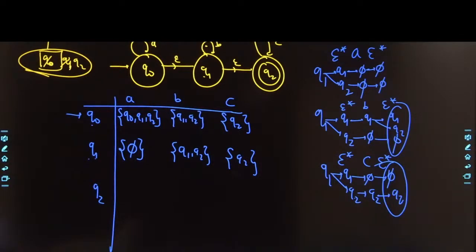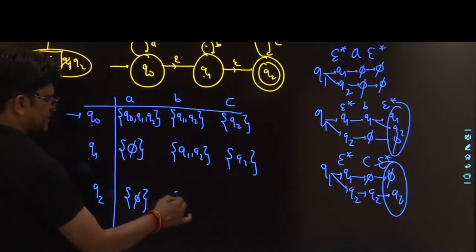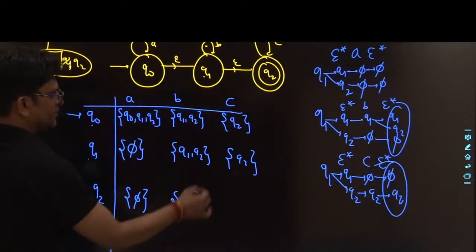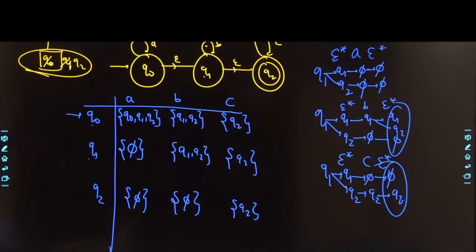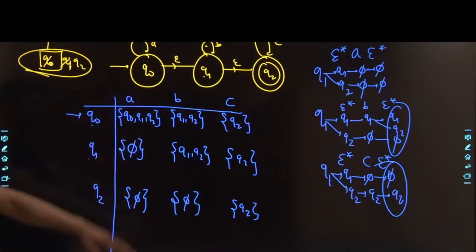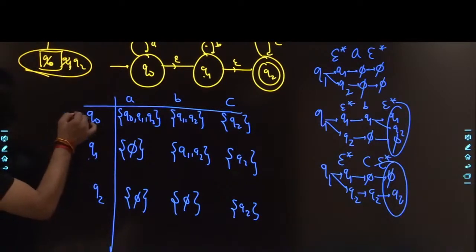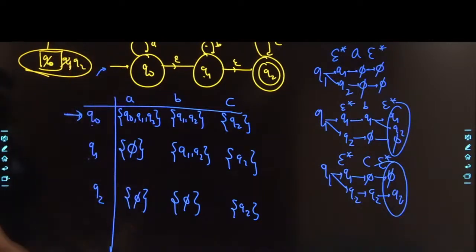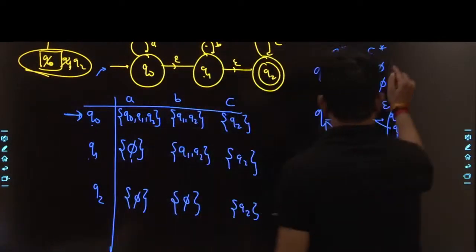Now Q2 on A, phi. Please calculate this. Q2 on B, phi. Q2 on C, Q2. Okay, so this is the equivalent NFA to the given epsilon NFA. So what states are final? Okay, I will calculate Q2 also. See here.